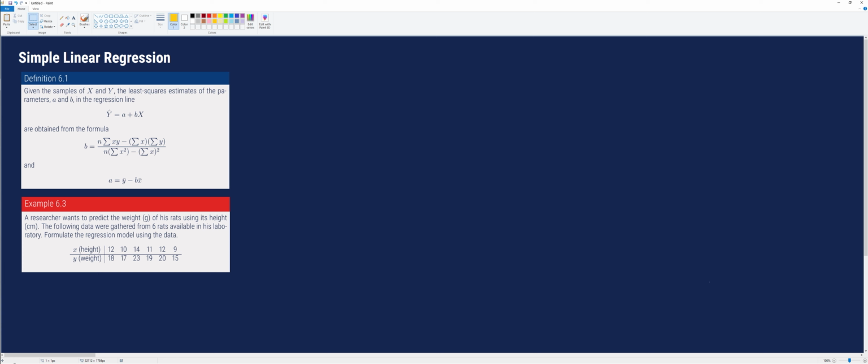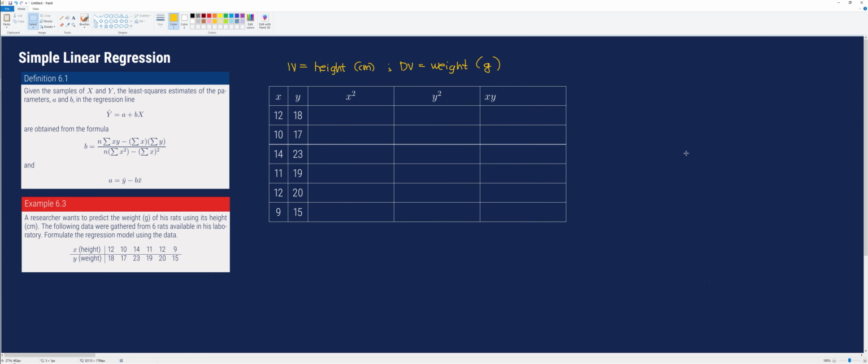We first identify the independent and dependent variables. Our independent variable is the variable we use to predict the dependent variable. In this case, the researcher wants to use the height of the rats to predict its weight. Therefore, the independent variable is the height in centimeters, whereas the dependent variable is the weight in grams.